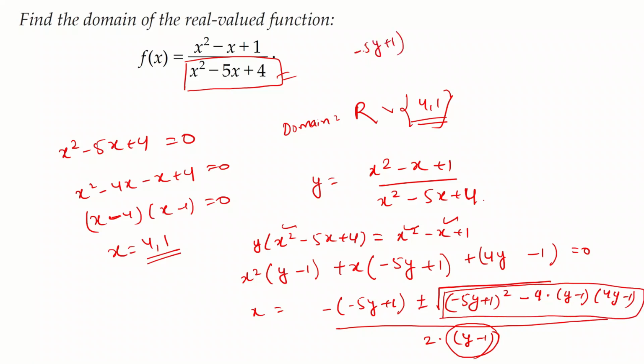Minus 5y plus 1 the whole squared minus 4y minus 1 and 4y minus 1, this entire thing has to be greater than or equal to 0, and then you solve it. So whatever values you get are actually acceptable. To find out those values of x which are not acceptable, you find out less than 0. So from this set you have to solve it.